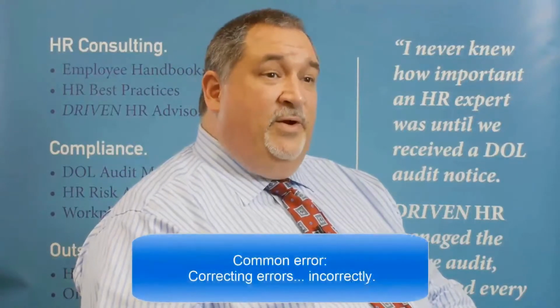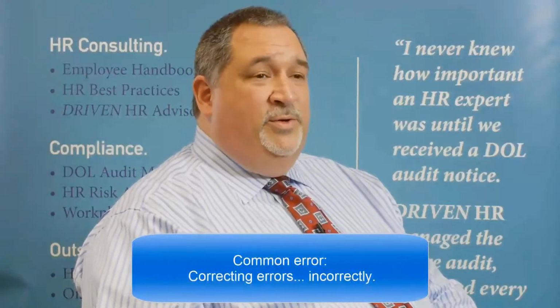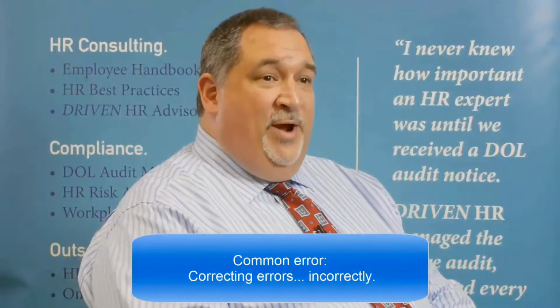It's important to remember that errors need to be corrected in a very specific manner, or you're just correcting an error and making another error. For example, if an I-9 has a blank spot on it, you can't simply fill in the missing date. You have to fill in the date, initial the change, and also provide an explanation for why the change was made and attach that to the I-9 form.